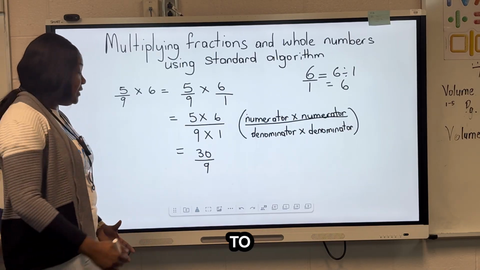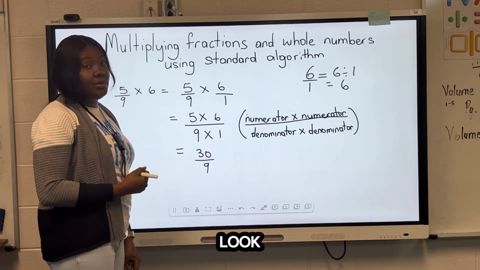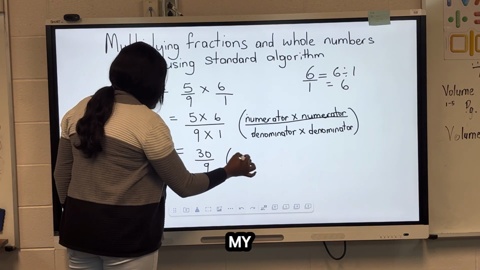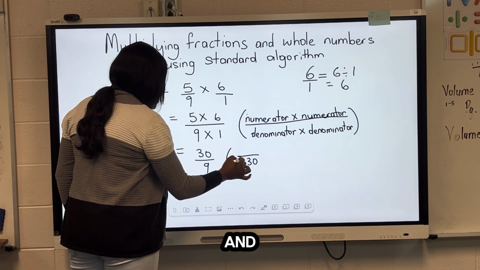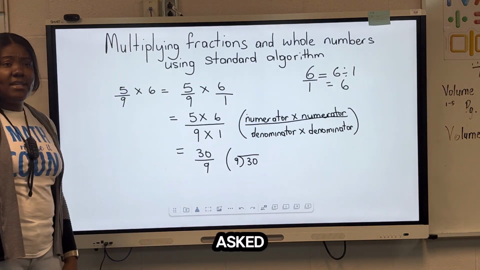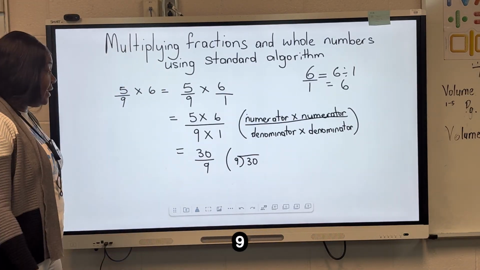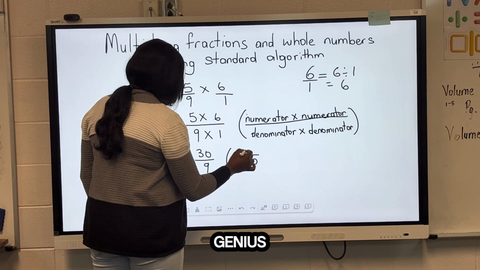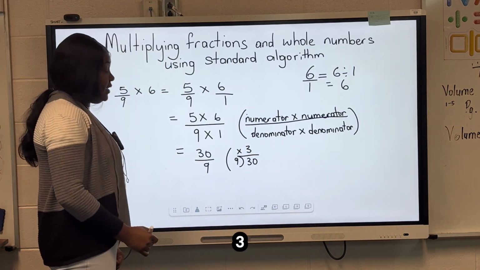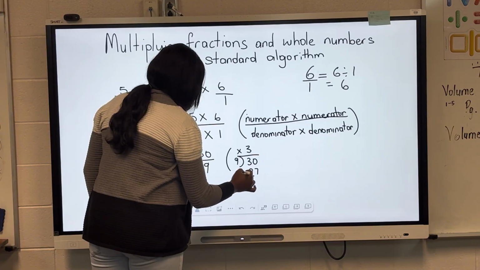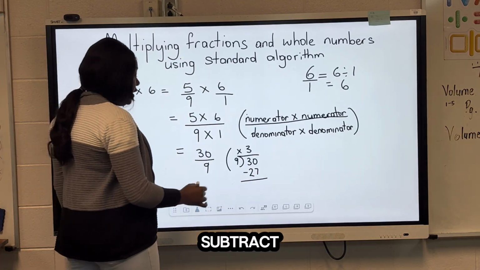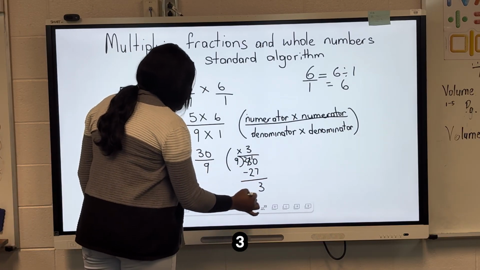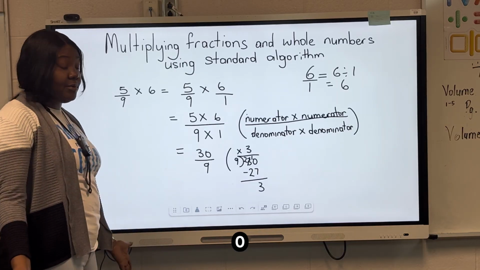Remember, we need to simplify to know what our answer would look like as a mixed number. So I'm going to put my 30 inside and my 9 outside. I ask myself, how many times do I get 9 from 30? If you said 3, you are a multiplication facts genius. 9 times 3 is 27. I then subtract. 30 subtract 27 leaves 3.